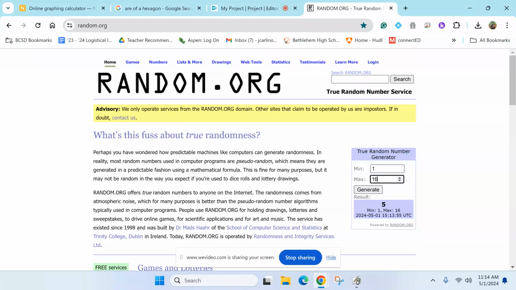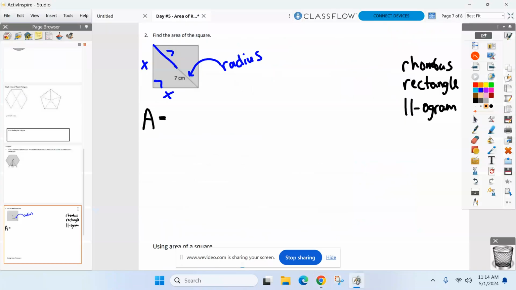Haley. Let's go. 98 square centimeters. Yep. All good. Questions?